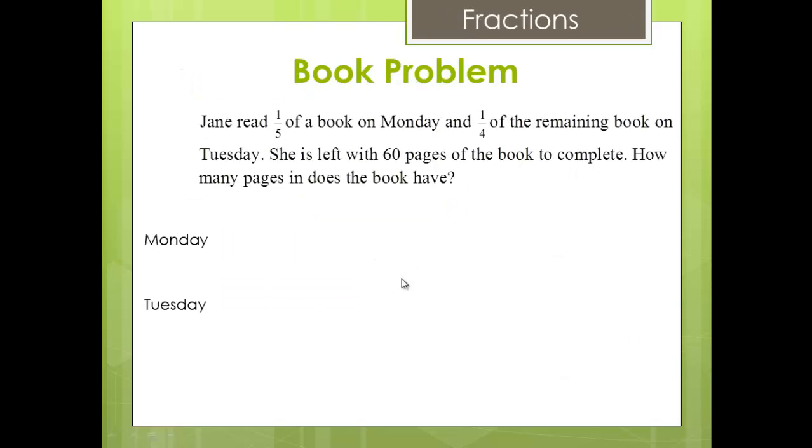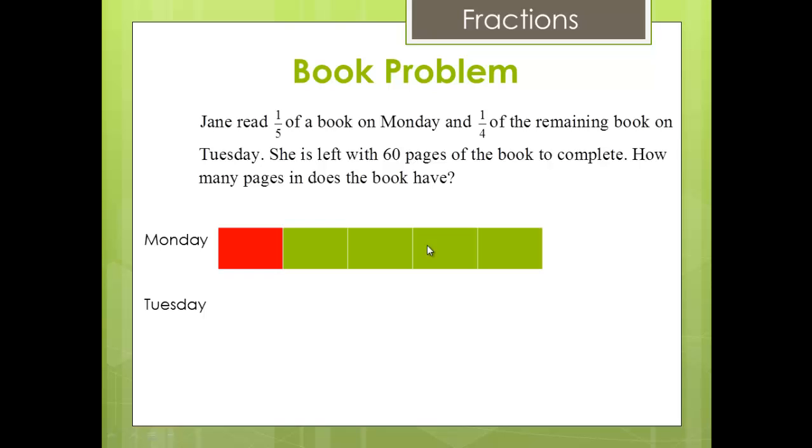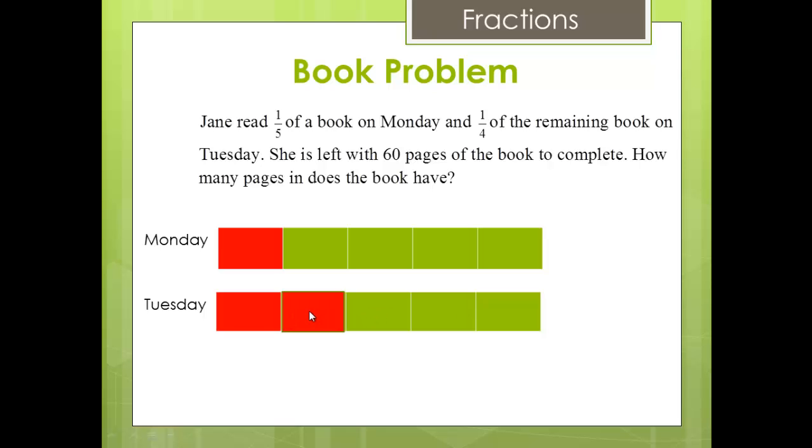So here's a book problem. Jane reads a fifth of the book on Monday, a quarter of the remaining book on Tuesday. She's left with 60 pages of the book to complete. How many pages does she have in the book? So on the Monday, if we represent 1/5 of the book by a red square there, on the Tuesday she reads another quarter of what's left over, so that would be that amount, and we know that the rest of the book has to account for 60 pages.